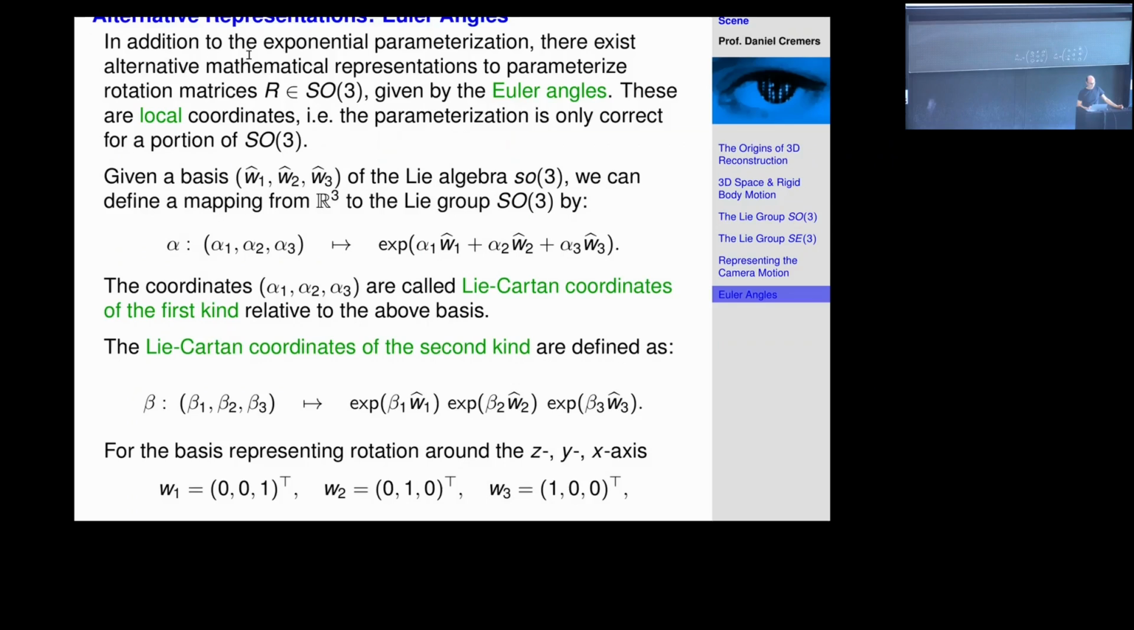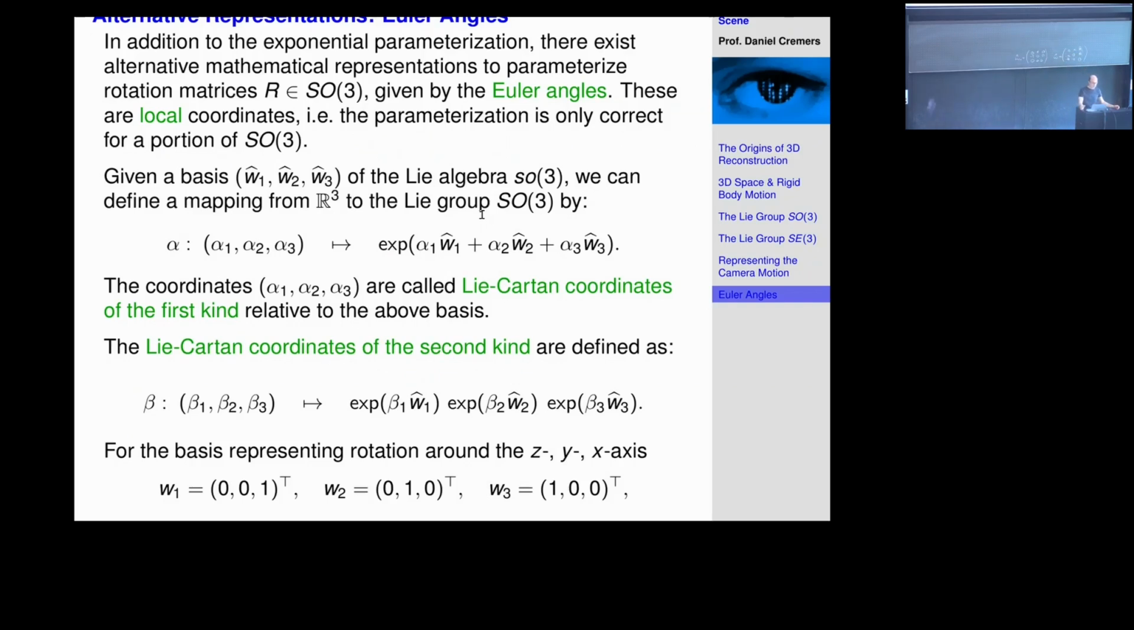Then you can parameterize this, W1 hat with alpha 1, W2 hat with alpha 2, W3 hat with alpha 3. Take the sum of these elements, right? And that would amount to a matrix that has here these alpha 1, alpha 2, alpha 3.